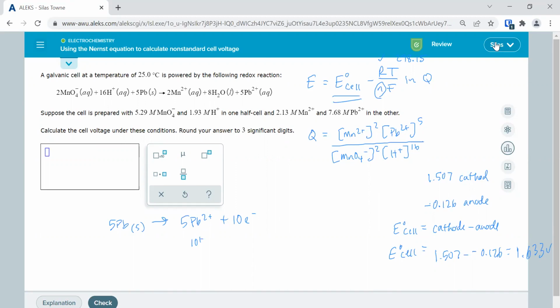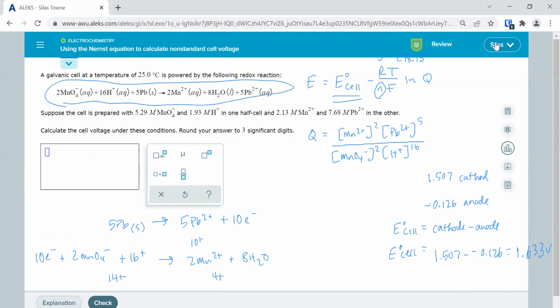Now we could look at the other one too. We have 14 plus over here and 4 plus over here. So we would have to add 10 electrons, right? And you can't have a balanced equation here without the electrons balancing. But this 10 electrons is what we're looking for. And we can't just see that, so breaking into half reactions can be helpful to figure this out. Okay, so we have everything we need. We just need to plug it in.